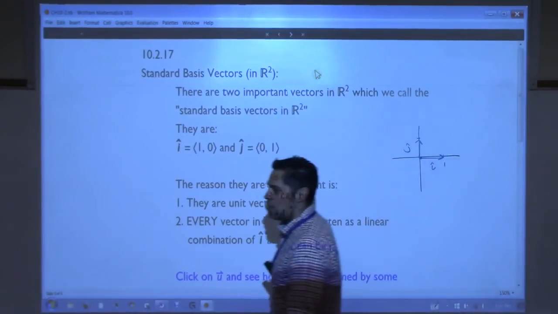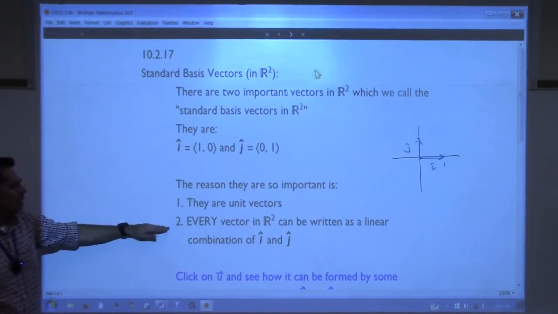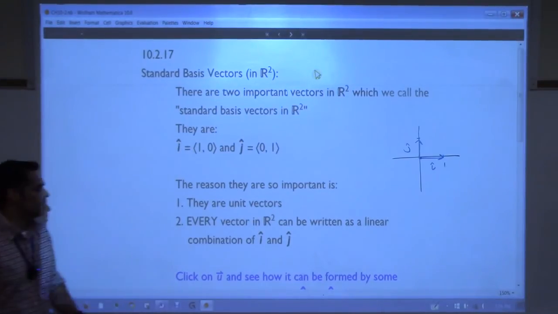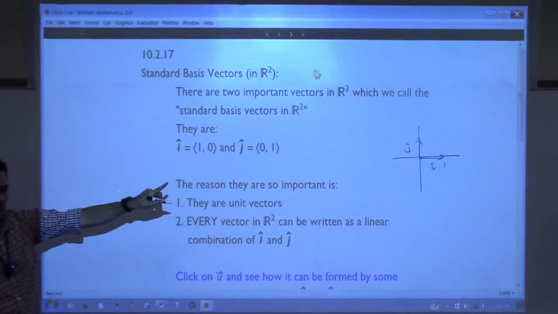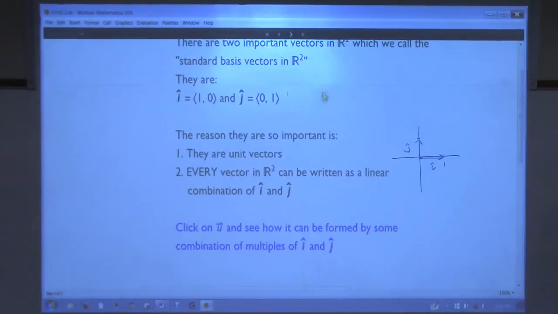First of all, they are unit vectors. Do you agree that they're unit vectors? Can you just tell by looking that they have length 1, each one? Okay. Also, every vector that you could ever think of in two-dimensional space can be written as some linear combination of those two vectors. So let me try and illustrate that with an example, or with this animation.